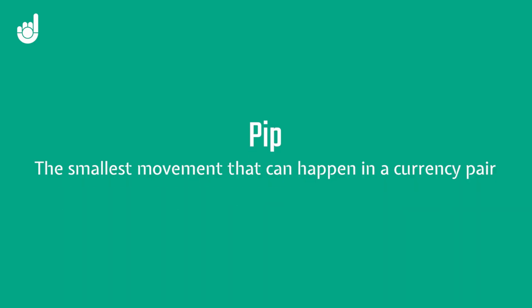So a PIP is a price measurement that's usually used when trading currencies, so Forex trading. But you will occasionally hear people use the term for other markets as well, although usually the term points is more suitable for other markets. Now, a PIP is traditionally the smallest price movement that can happen within a currency pair.